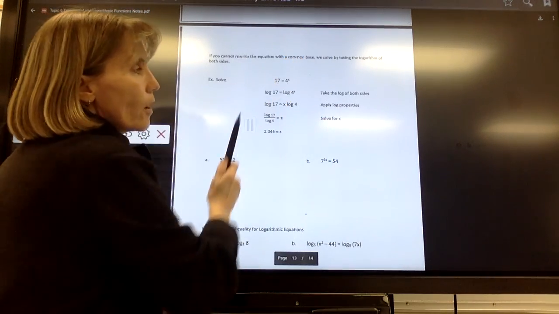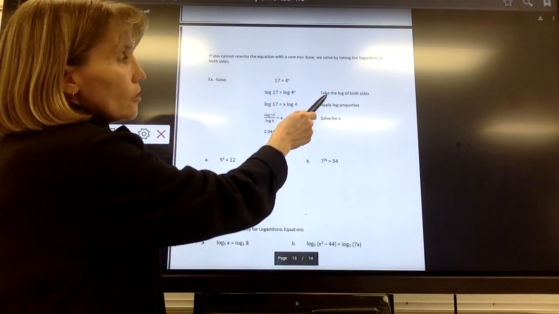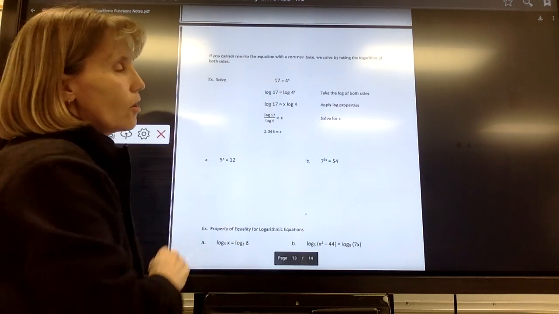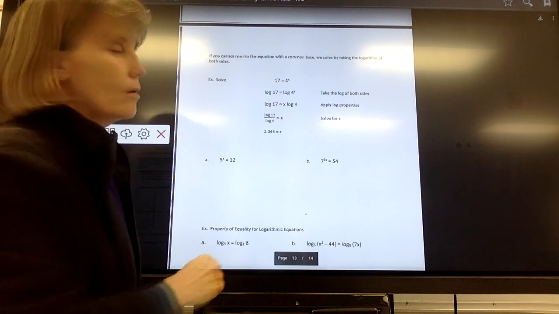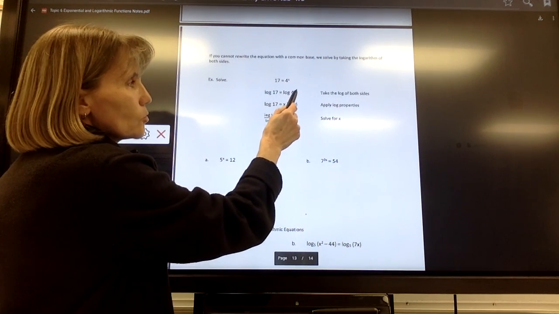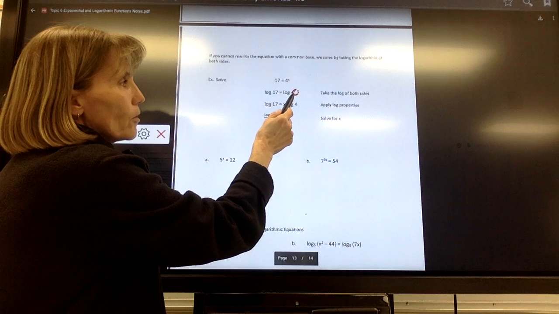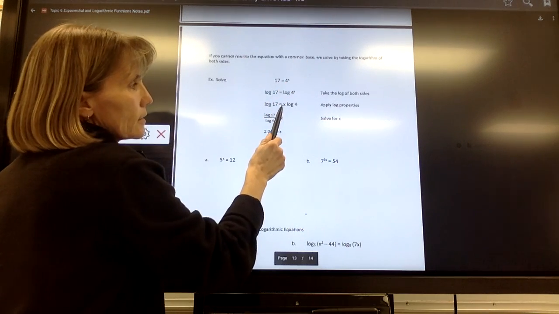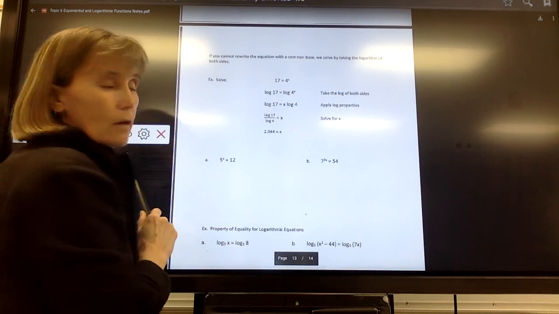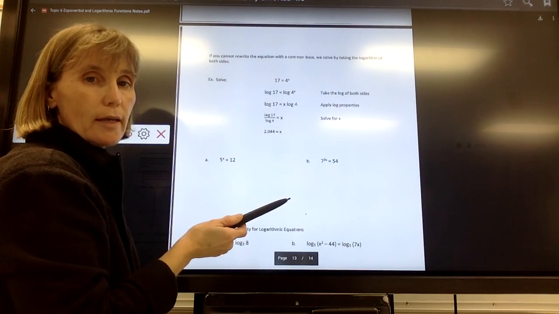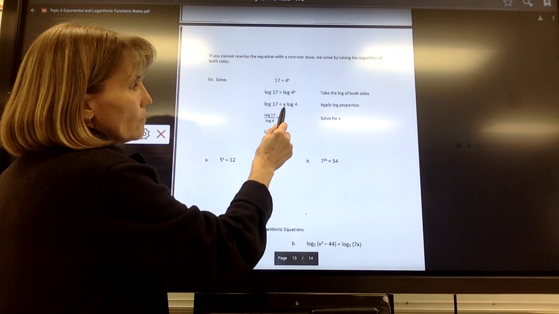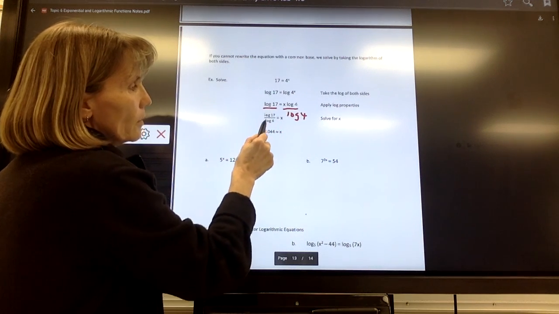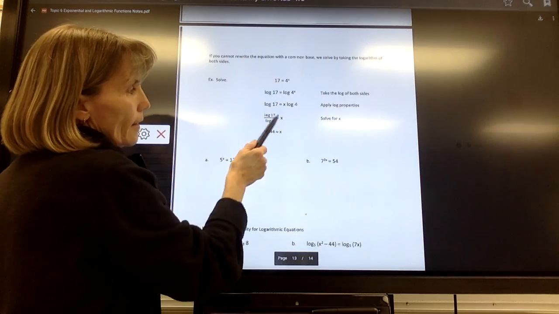So when you can't find a common base, what you do is you take the log of both sides. So I'm going to take the log of 17 and the log of 4 to the x. We're going to apply our log properties here. Since we have an exponent up here, we bring that exponent out front as a multiplier. So it's going to be x times the log of 4. Keep in mind we're solving for x, trying to get x by itself. So I'm going to divide both sides by log 4, and that's your value for x.